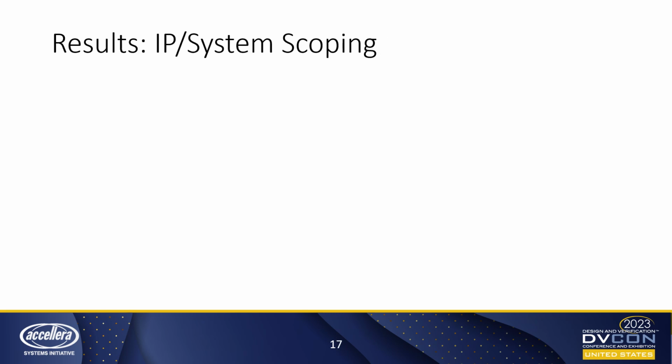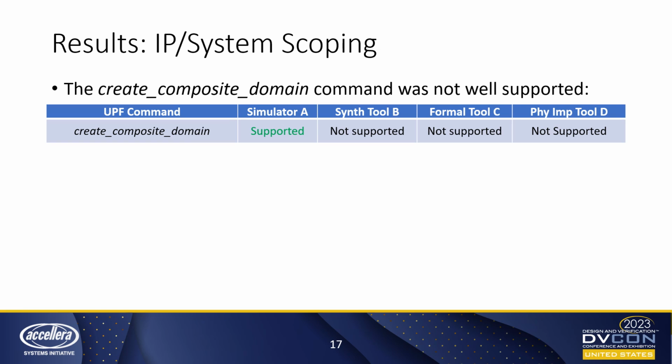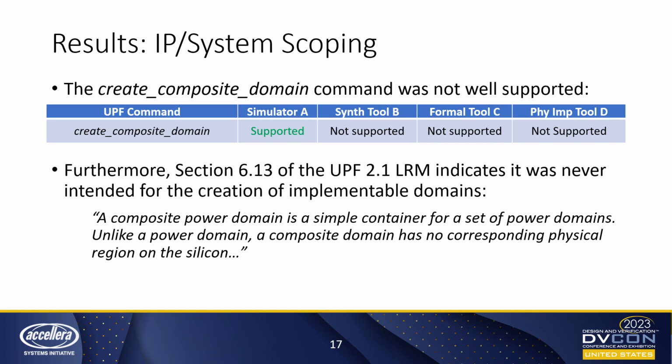Recall our first concern was with IP-scoped objects. Would composite domains help us manage this? Not really. The command has no real support within our implementation toolchain. Furthermore, it seems it was not ever really intended for use with implementation tools. Even the LRM describes that it doesn't represent a physical region like other power domain definitions.